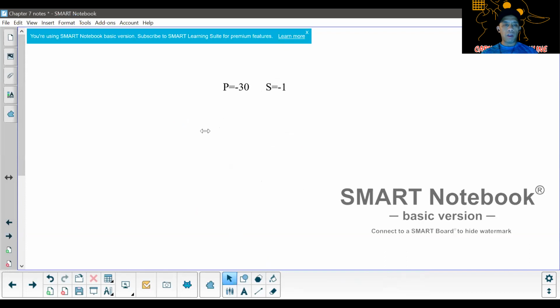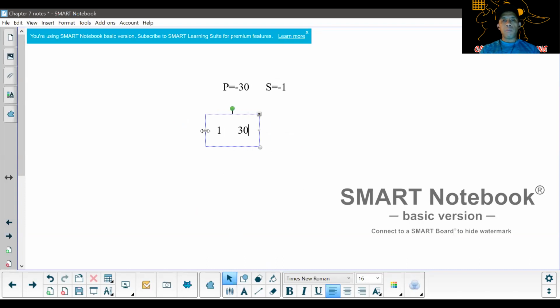So always start off with 1. So we have 1 and 30. Now remember that when you're looking at the combination of numbers and you have a negative product, one of them must be a positive and one of them is a negative. So when you take -30 divided by 1, that's going to give me -30. Okay, and swap the signs here.